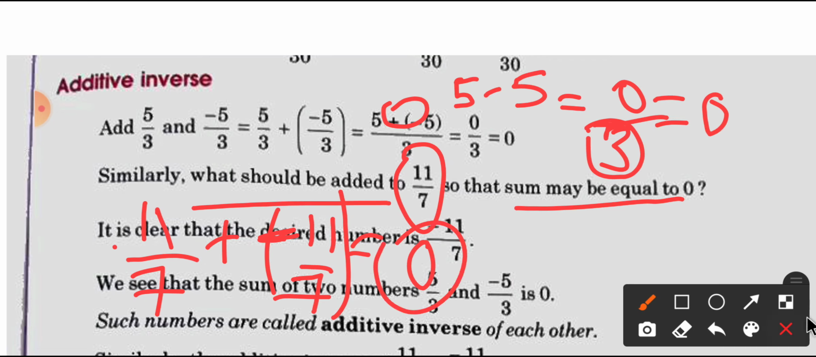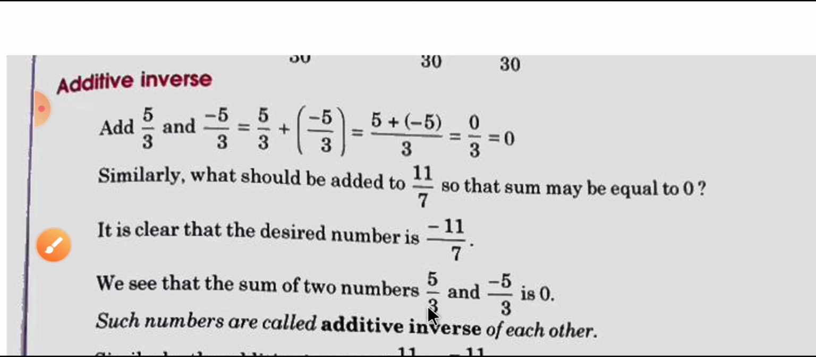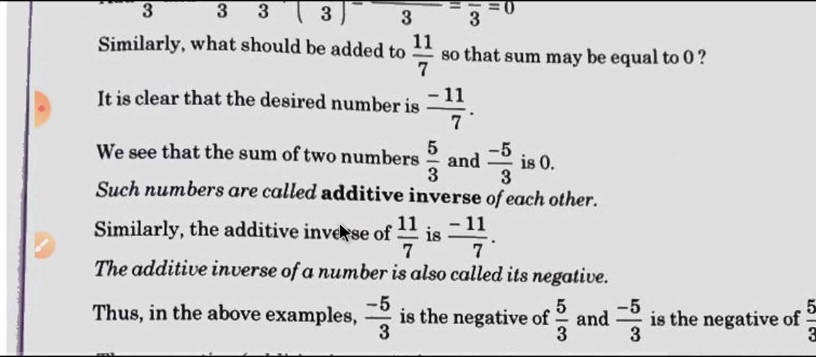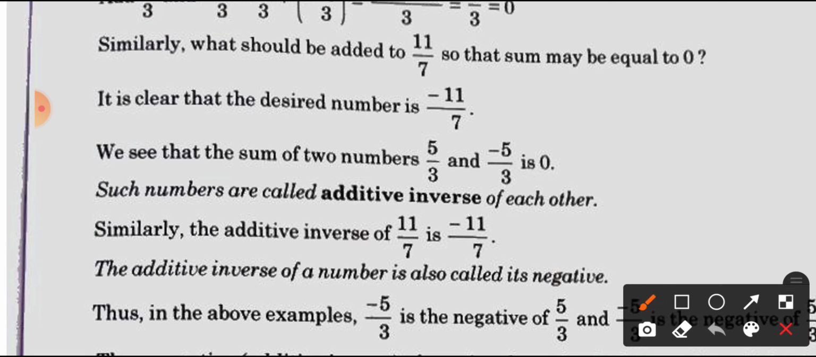So we see that the sum of two numbers 5 by 3 and minus 5 by 3 is 0. So such numbers are called additive inverse of each other. Similarly, the additive inverse of 11 by 7 is minus 11 by 7. So additive inverse means opposite. So plus opposite will be minus.